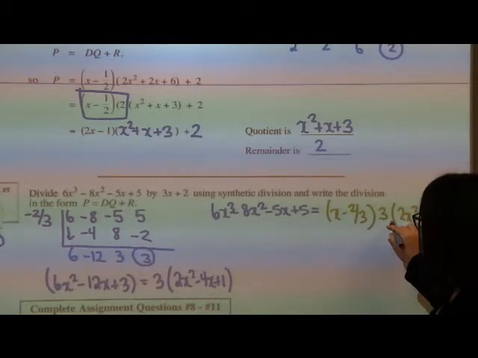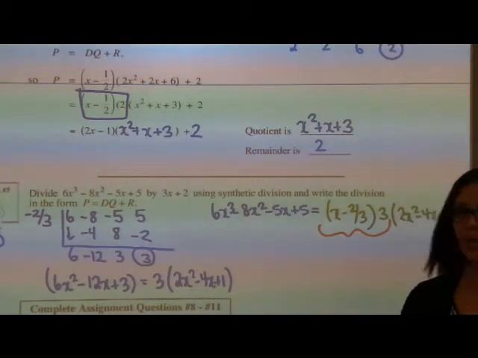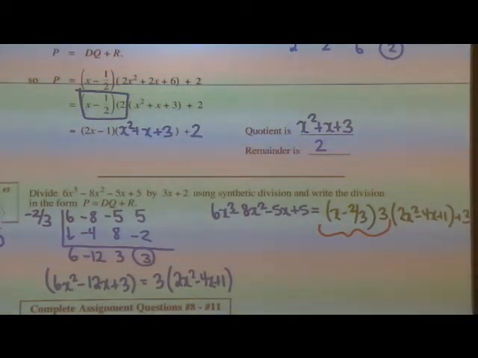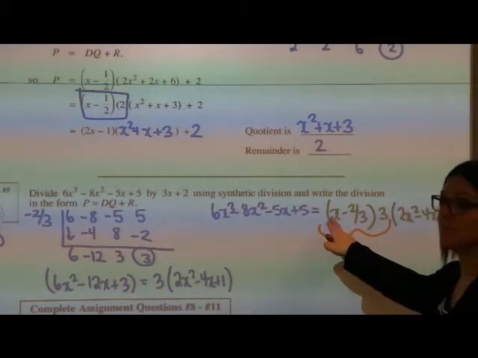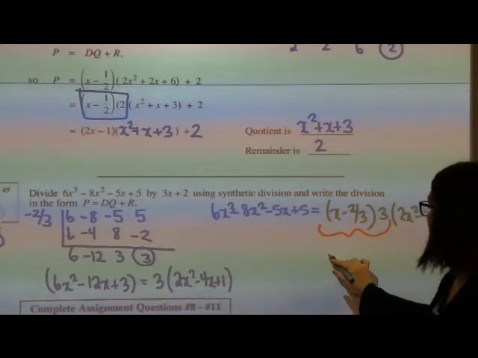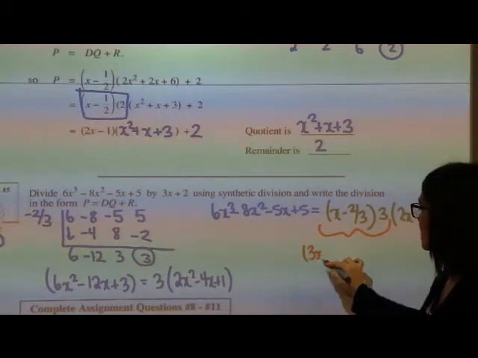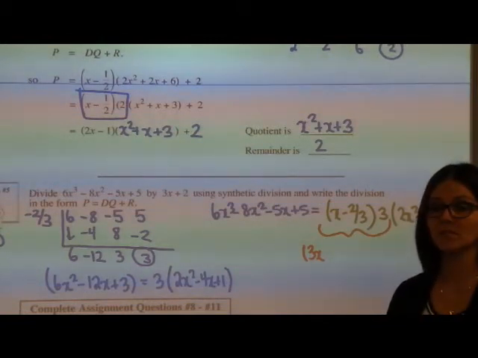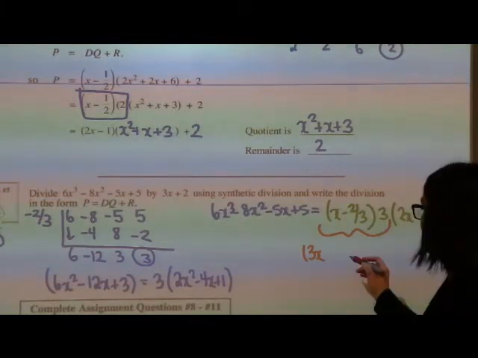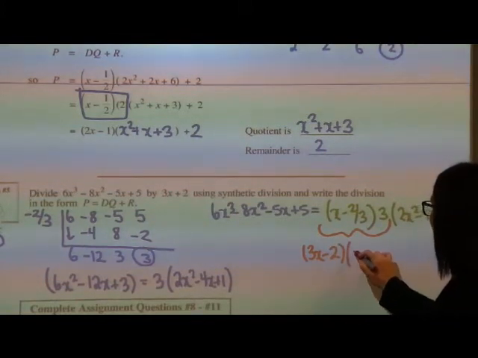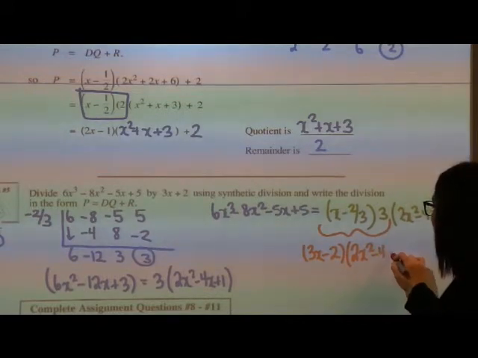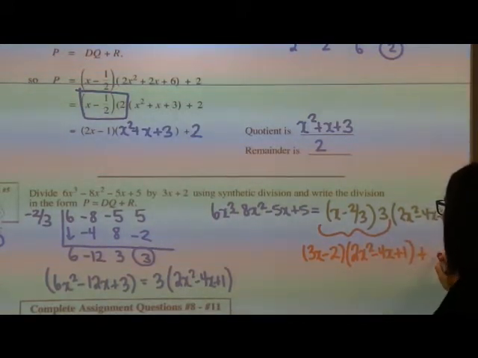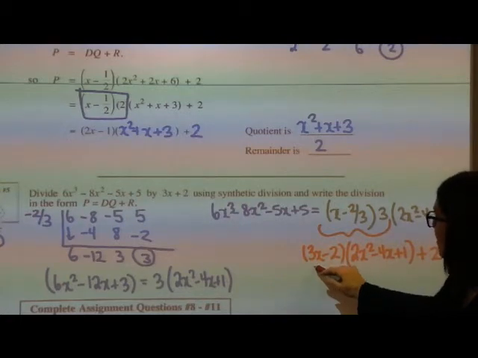And then the last step that I would do is take this 3 and multiply it by my x minus 2/3. 3 times x would give me 3x. And what's 3 times negative 2/3? Negative 2. And then 2x squared minus 4x plus 1 plus 2. So now I'm at the divisor.